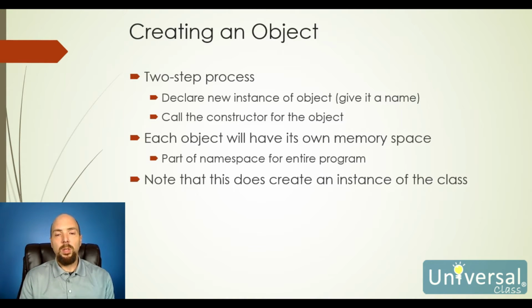So when we create an object, we have a two-step process. The first step is to declare a new instance of it. So we're going to give it a name, which will set aside some space in memory to hold that object and all of its attributes and all of its methods. We're going to call what's called a constructor to actually build that object for us. The constructor and all of the other stuff that is declared for that object will have its own memory space, but it will exist inside of the namespace of our actual program.